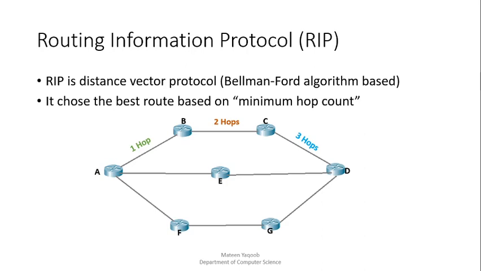So the RIP protocol basically chooses the route which has the lesser count of hops. In this case route number 2 will be chosen, because route 2 has only 2 hops as compared to the other 2 routes available, which have 3 hops respectively.